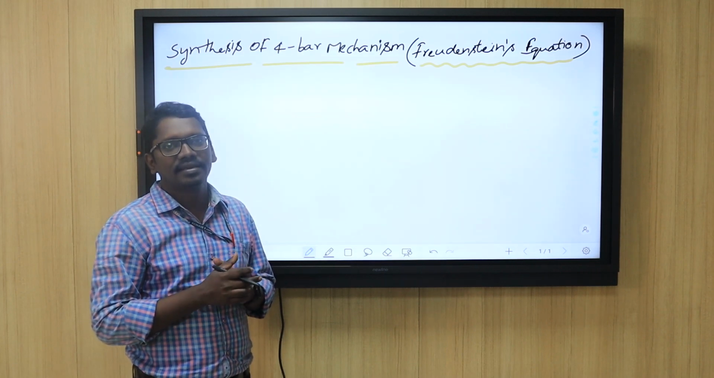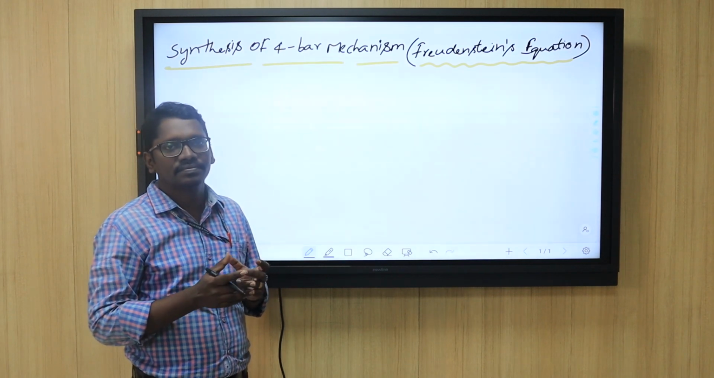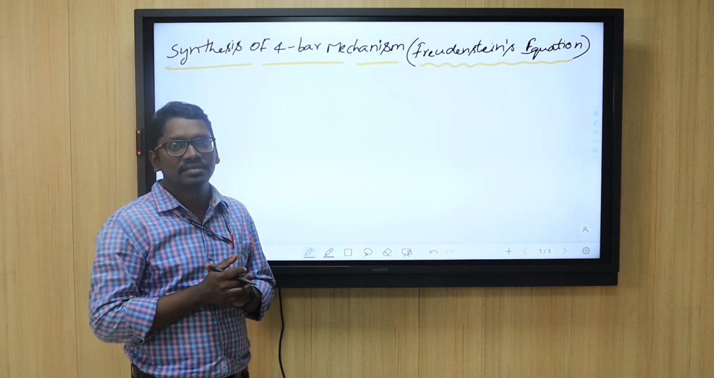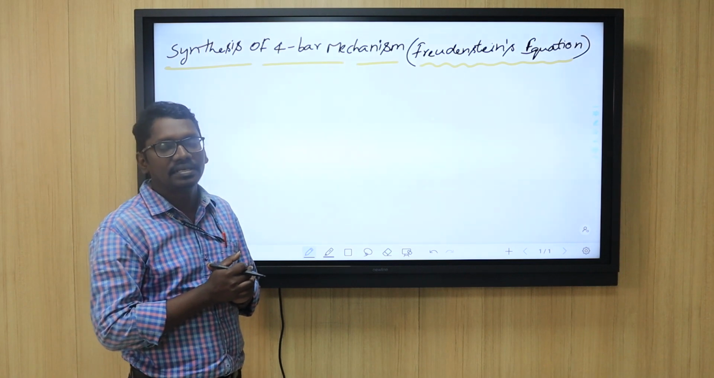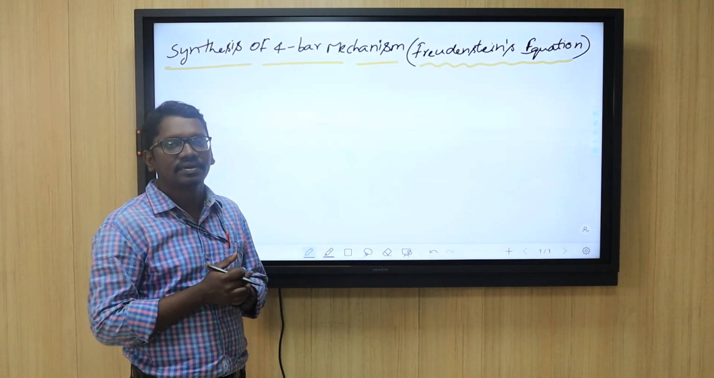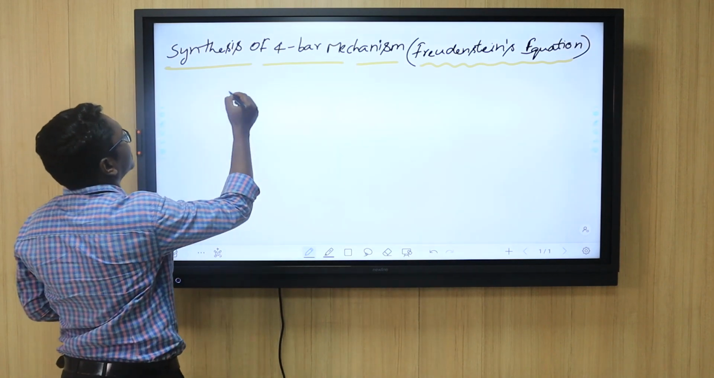In this analytical approach we have two different methods. The first one is called Freudenstein's equation and the second one is Bloch's method of synthesis. Now let us see Freudenstein's equation. He derived it for the synthesis of four-bar mechanism for function generation problem. Now let us see the four-bar mechanism.